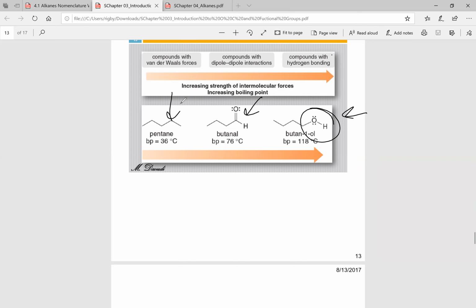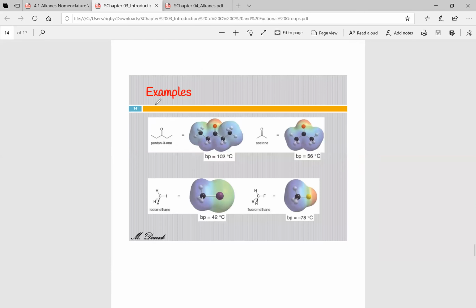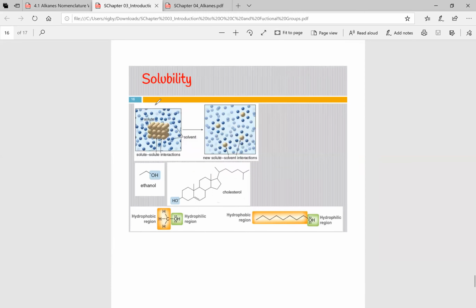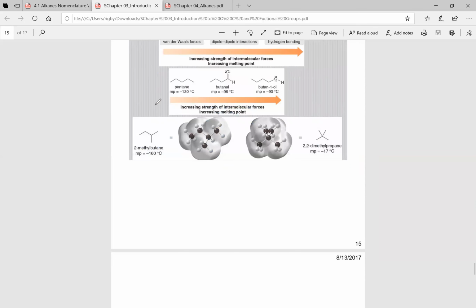And recall that all of these will have van der Waals. It's just that this guy only has van der Waals, and that's the weakest intermolecular force there. Okay. And let's just keep going. Melting point, again, I wouldn't worry too much about melting point, but generally it's going to go along with the trends of the boiling points.